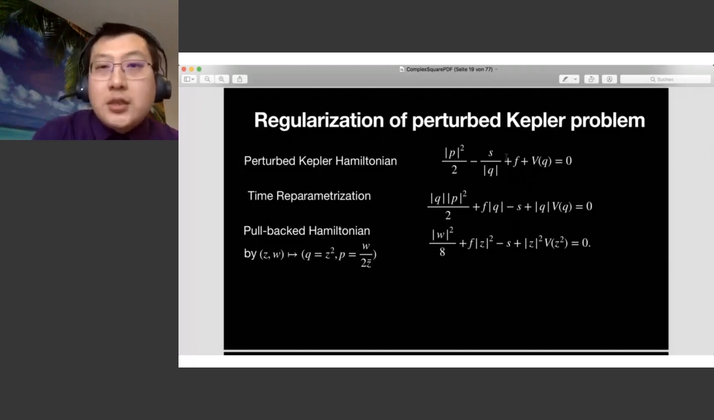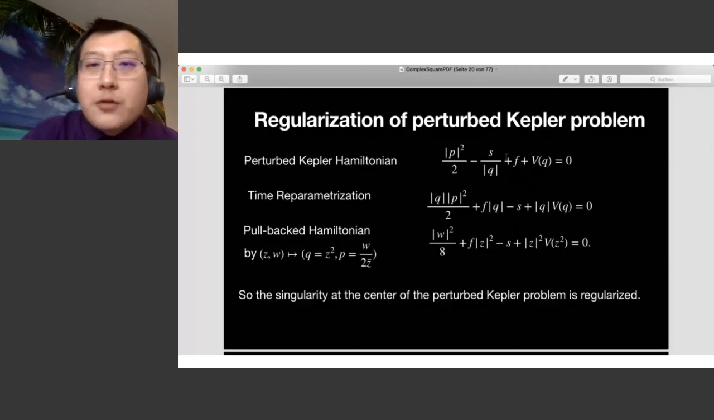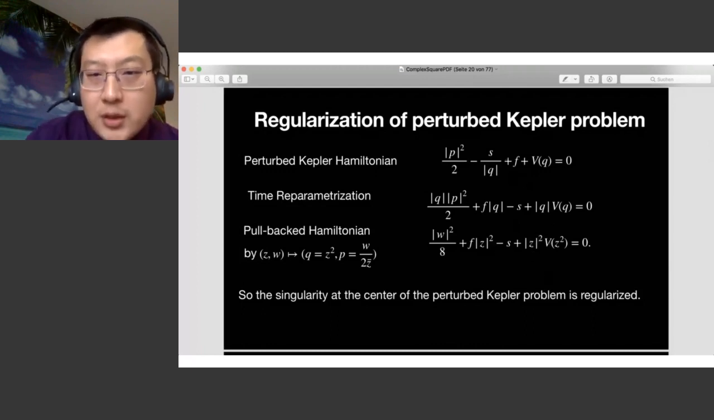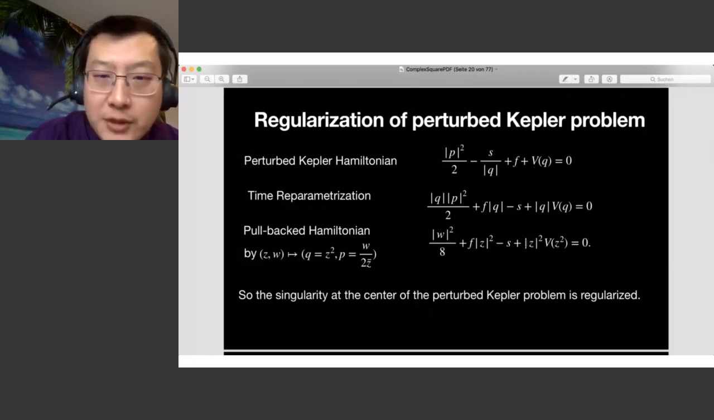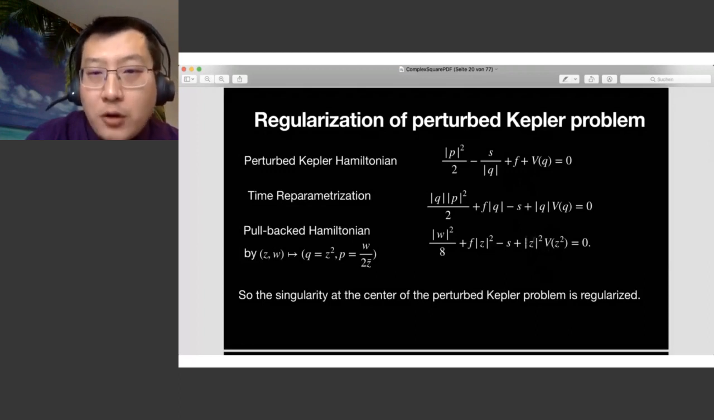What we see here is that if we start from a regular function v of q, then in the end what we get is a regular system, and the perturbation now becomes norm of z squared times v of z squared, and it's kind of nice. So one could see that we have this norm of z squared factor, which is regular but which becomes small when z is small.